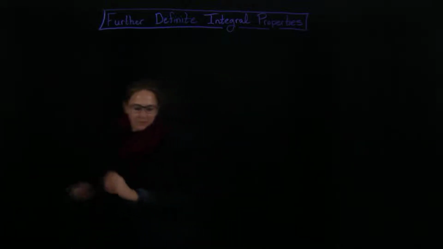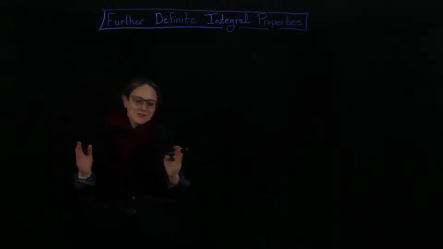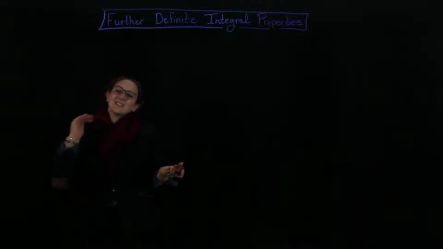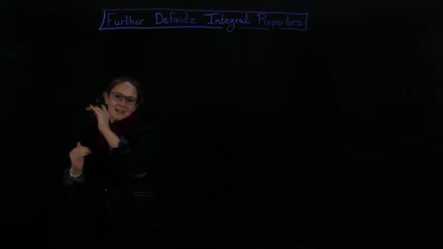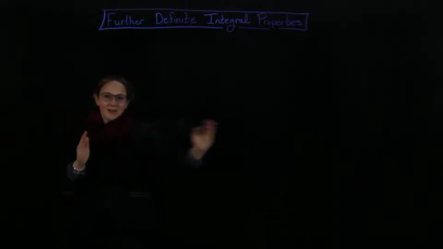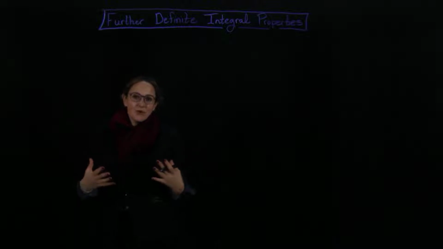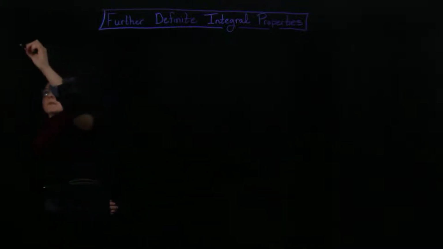The first one that I want to go through is what happens when you switch the bounds. So far, we've always done the bounds in sequential order, like the lower bound is the first number and the upper bound is the second number, if we're going left to right on the number line. One of the ways that we deal with this is to show you what happens when you switch the bounds. Okay, so here we go.